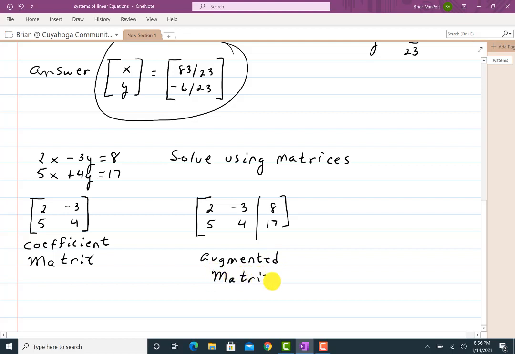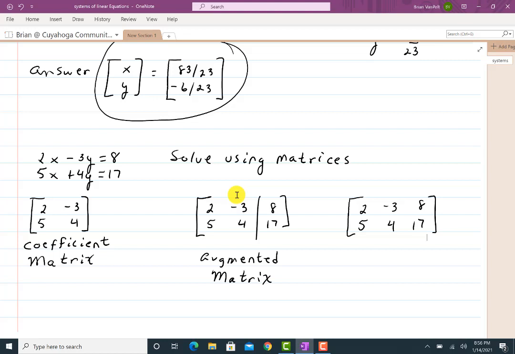Now a lot of books, although not all of them, will simply write something like this. They'll simply write 2, negative 3, 5, 4, 8, 17, and not put the little vertical line that I do. I personally have grown used to this, so I doubt I'm going to be able to change it to this notation. Even though this is a popular notation nowadays, I'm going to stick to this. No student has ever told me that dropping that line has made it impossible for them to understand what I'm doing.